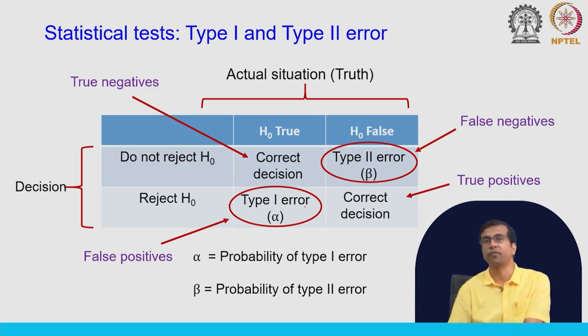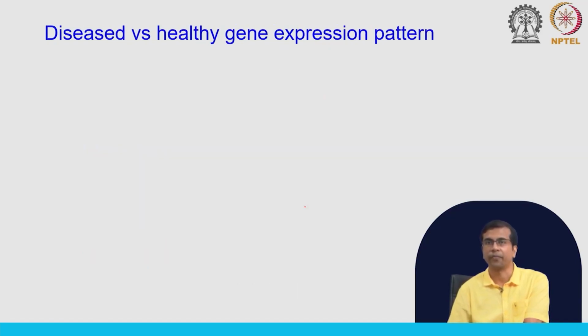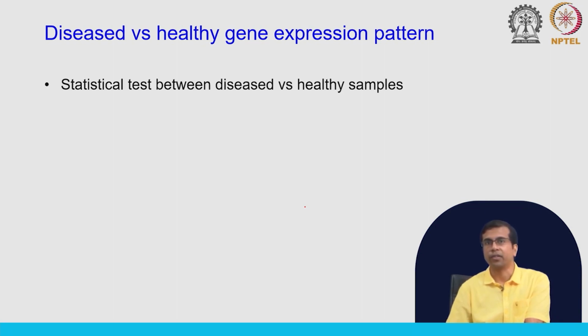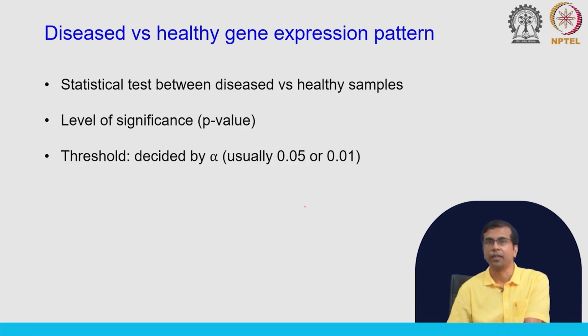This is the situation for an individual statistical test. You can imagine this scenario for each gene we are doing hypothesis testing on, and you have this truth table, with the actual situation versus the statistical decision. Let us now imagine this disease versus healthy gene expression pattern. We do a statistical test between these diseased versus healthy samples, determine the level of significance, and then decide the threshold. This is decided by alpha, which is usually 0.05 or 0.01, and is related to the type 1 error.